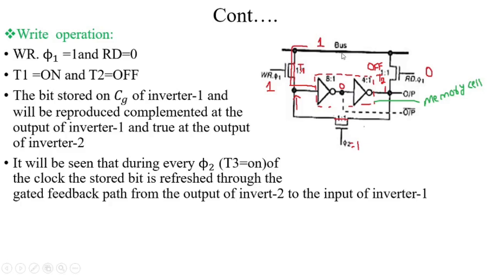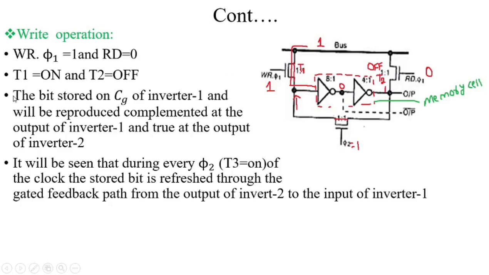This data bus initially stores the information, either logic 0 or logic 1. So here this data bus stores the logic 1 information. And one important point is that the data bus is acting as an input when we are performing the write operation and as an output when we are performing the read operation.